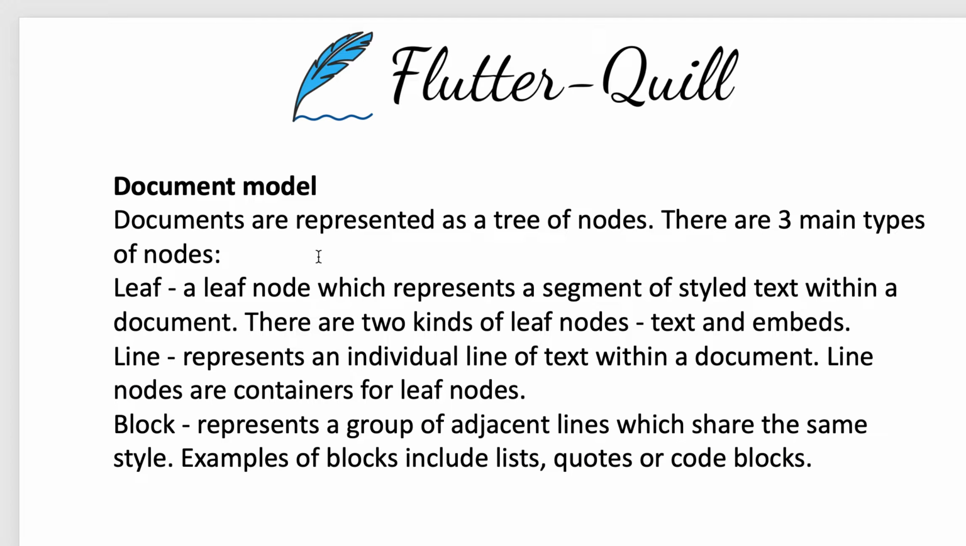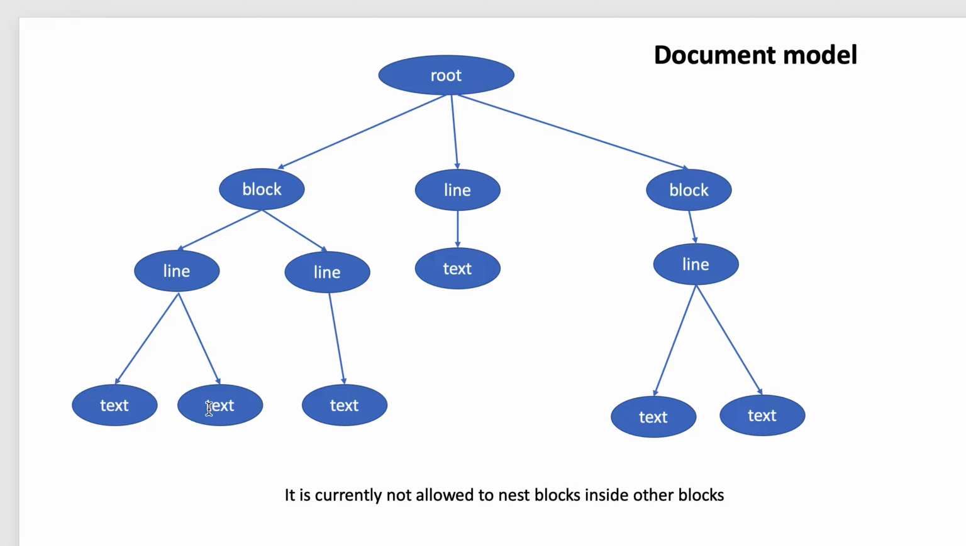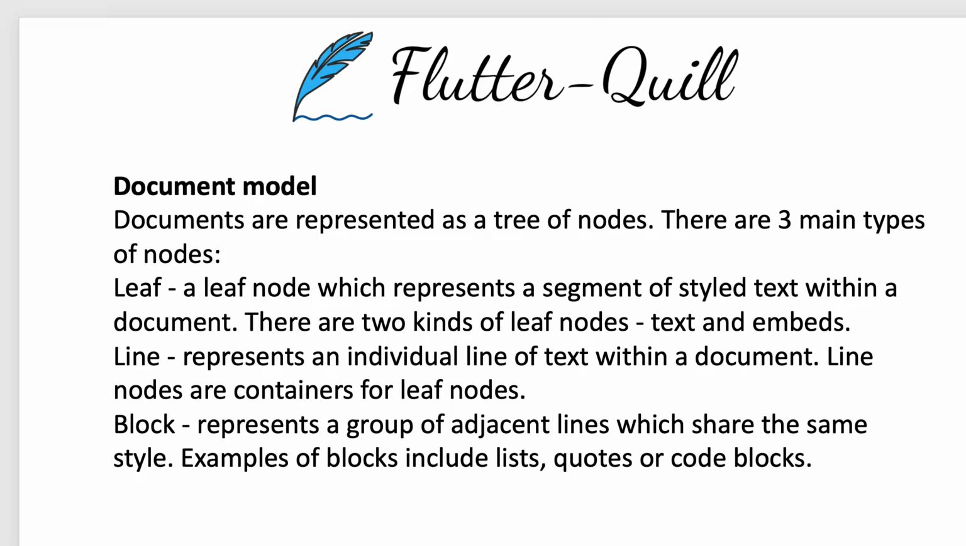Okay. So what is a leaf node? A leaf node represents a segment of styled text within a document. There are two kinds of leaf node. Basically, one is text, and the other is the embed. If we take a look at this picture, the leaf nodes are those leaves, right? You must have a leaf node, so that's where the text actually is. You must have text, right?